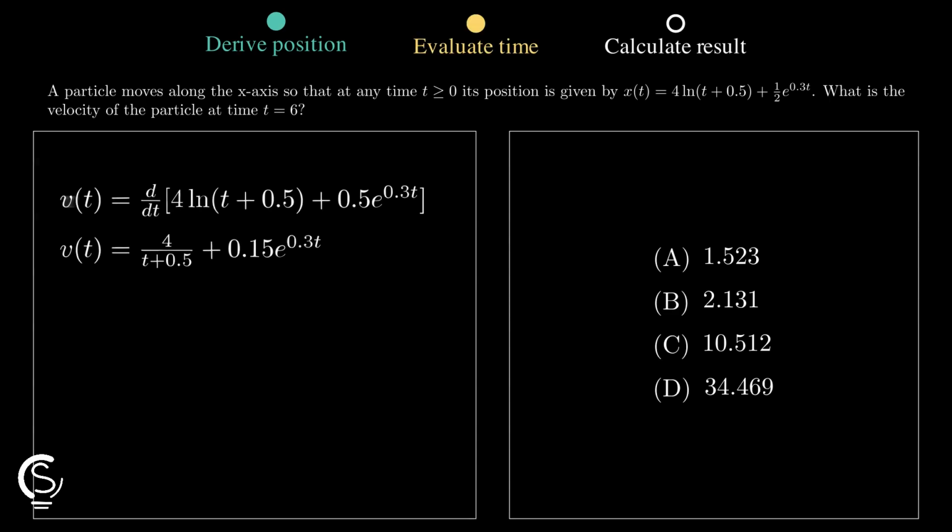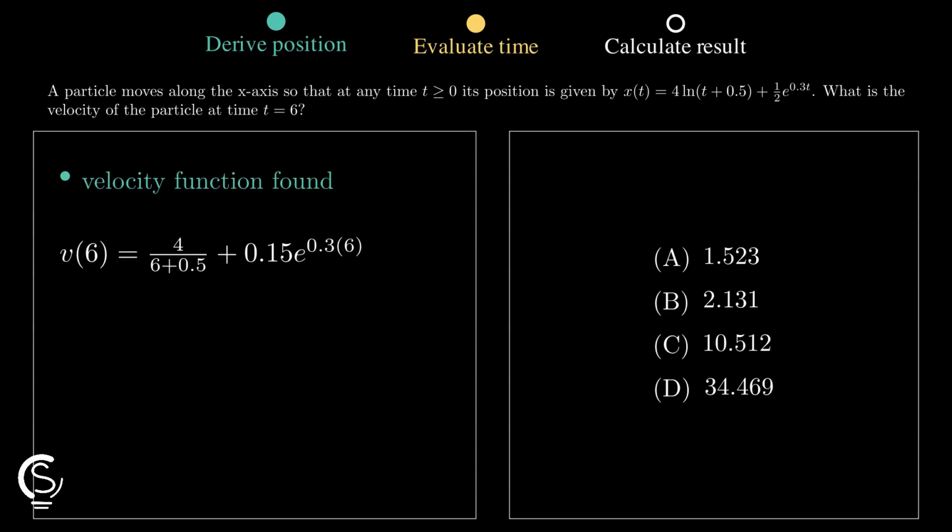Now substitute 6 for t into our velocity function. This gives us the rate of change at the specific moment requested, so we are ready for the final calculation step.